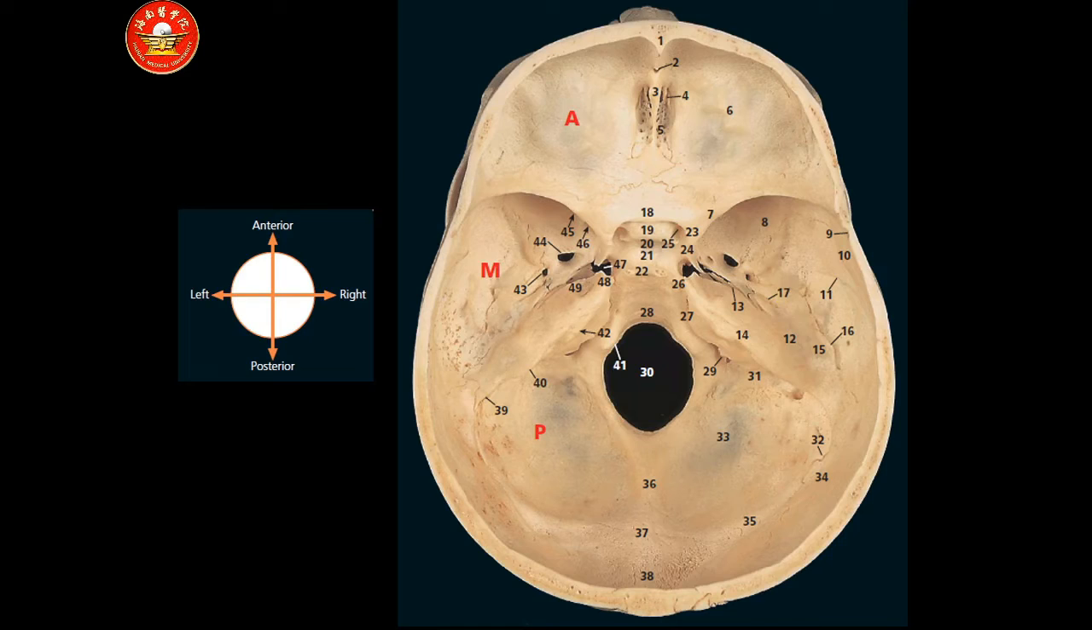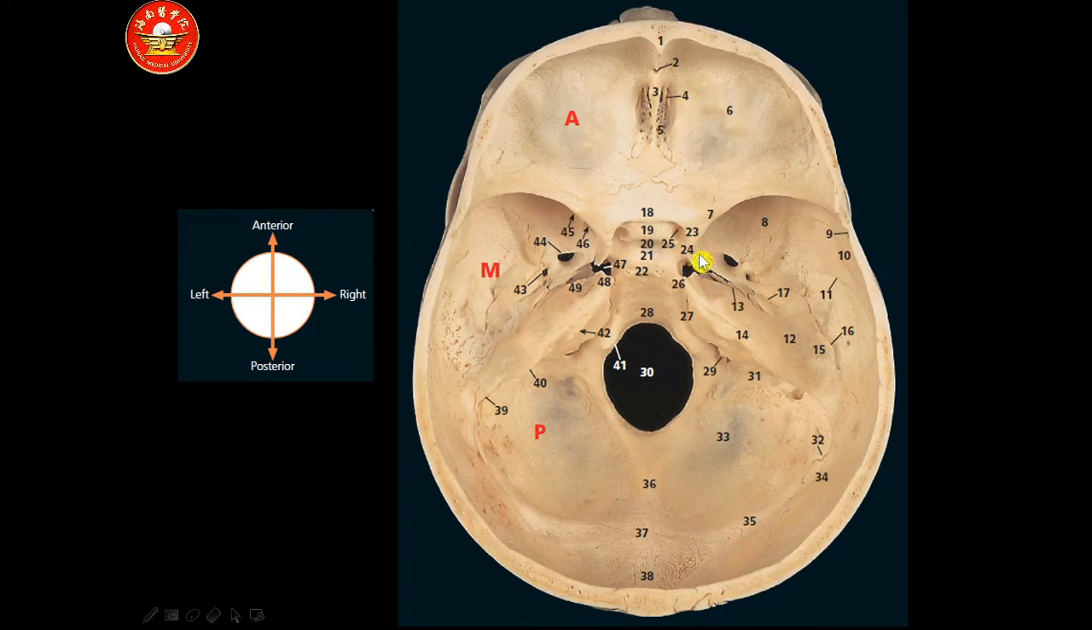Number 18, jugum of the sphenoidal bone. Number 19 is the pre-chiasmatic groove. Number 20 is the tuberculum sellae. Number 21 is the pituitary fossa, also known as the sella turcica. 22 is the dorsum sellae. 23 is the anterior clinoid process.